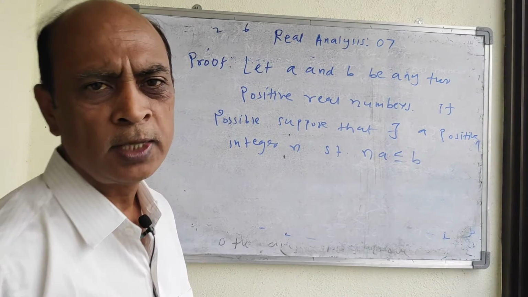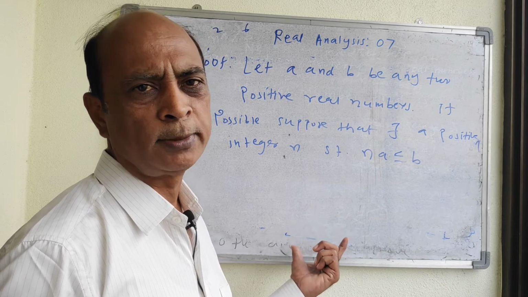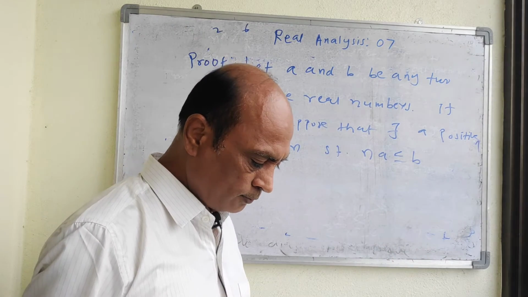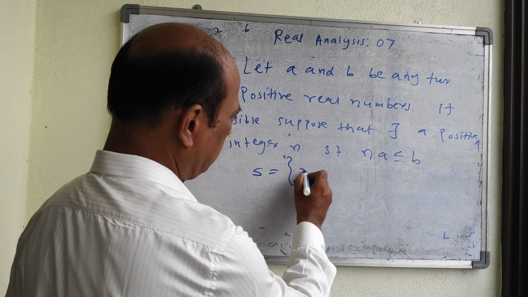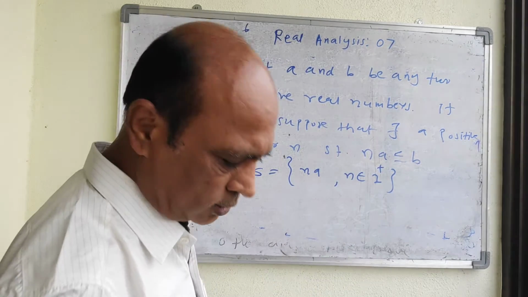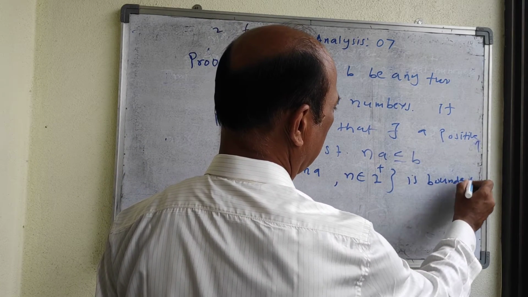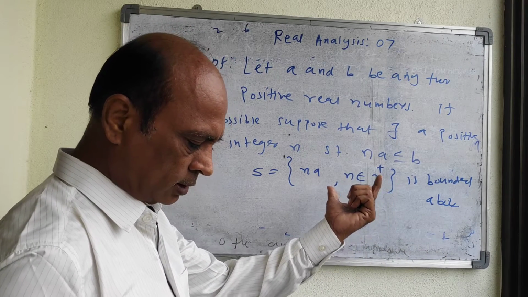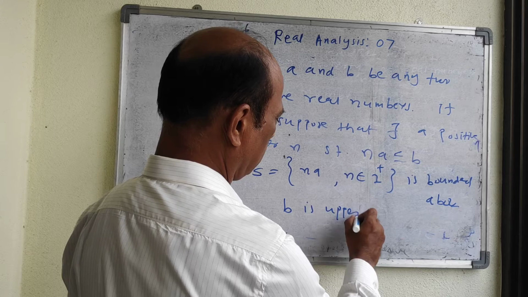Actually, what we have to prove? We have to prove that nA is greater than B. But here we are using the contradiction method, and therefore we are assuming that nA is less than or equal to B. Now the set S, that is nA where n belongs to I plus, the set of positive integers, is bounded above. As nA is less than or equal to B, here B is an upper bound.